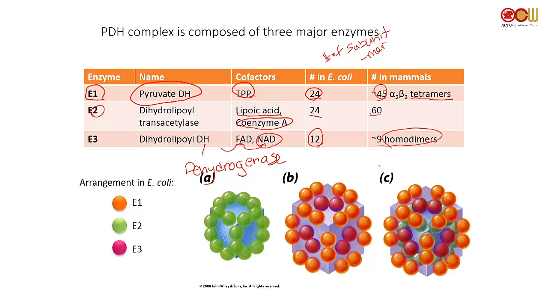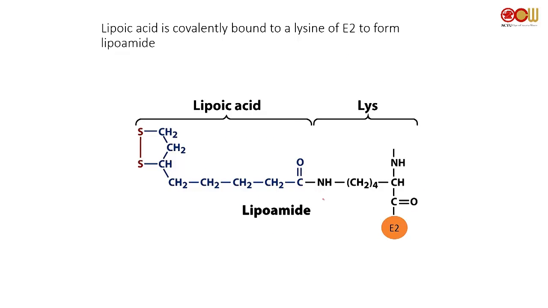The arrangement is clearer in E. coli, so we'll talk about the E. coli version as a guide here. What you see is that the center is filled with E2. This is the arm that's going to do the transfer between the different domains. First, decarboxylation occurs here, and then the intermediate gets attached by this E2 and swung over to E3 for the passing of electrons. First, I want to show you this thing called lipoic acid.